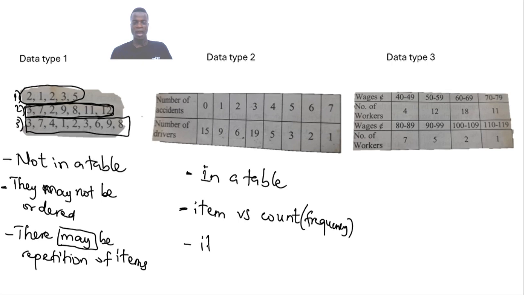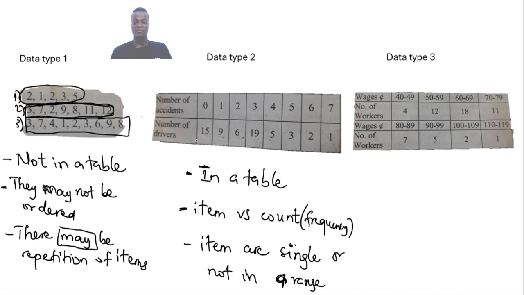So items are single, or let's say not in a range of numbers. Yes, they are not usually in a range. So if you look at data type 1 and data type 2, you see that it's in a table. All right, and now you have a number of accidents: 0, 1, 2, 3, 4.